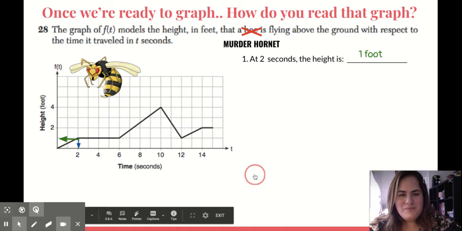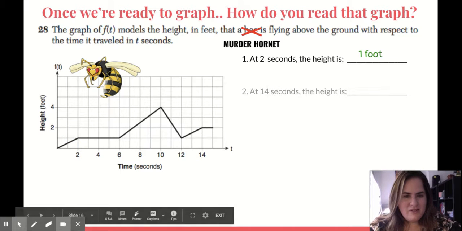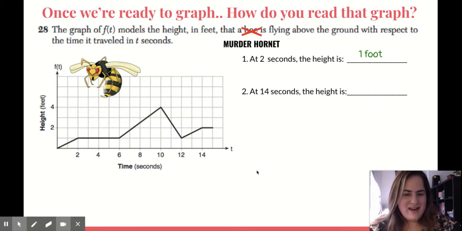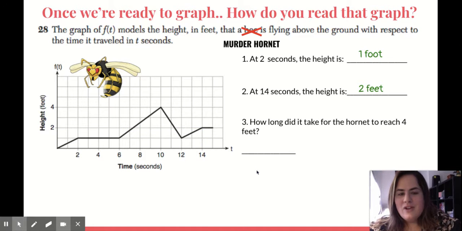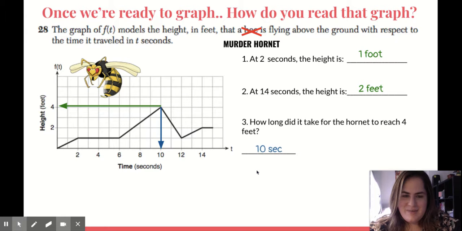Let's do another one. At 14 seconds, the height is, here's how you do it. You find 14 seconds, you go to the height, and that would be 2 feet. Let's do one more. How long did it take for the hornet to reach 4 feet? Here's how you do this one. It's a little bit different. If they're asking how long, but they give you 4 feet, you go to 4 first, and then go down to the time, and that would be 10 seconds.